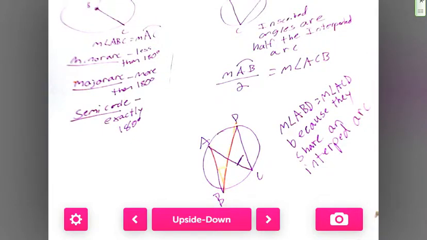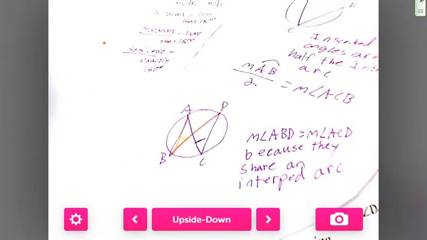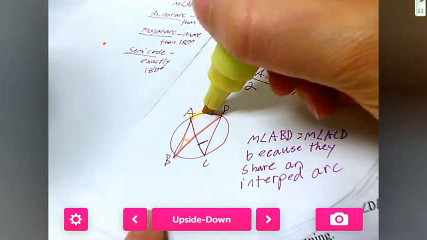Can you make it straight? It's hard because it's a circle, but yes, I can try. The measure of angle ABD is equal to the measure of angle ACD because they share an intercepted arc. So my orange angle is congruent to my purple angle because they share that arc. You guys see they share this arc right here, right?